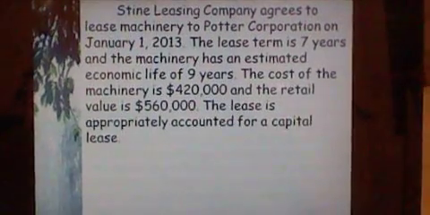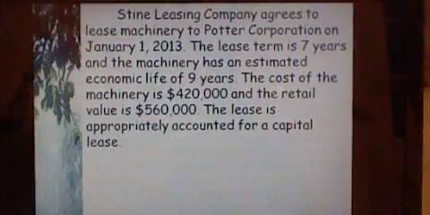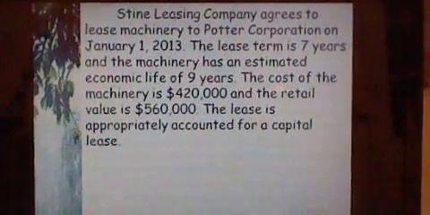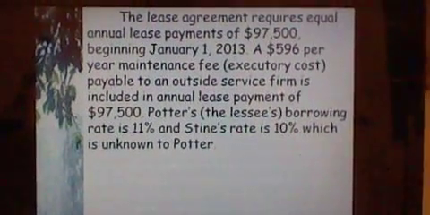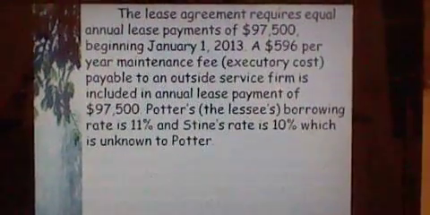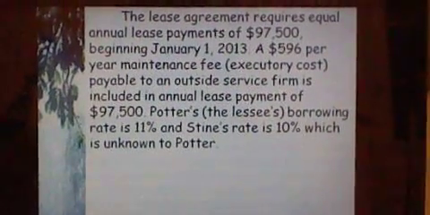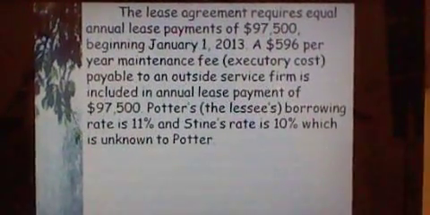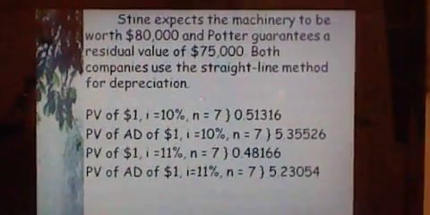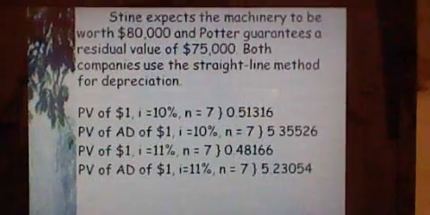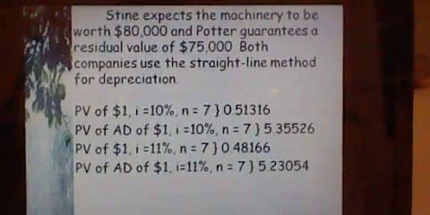Here's the first paragraph of the problem. I'll give you a couple of seconds to read it. Here's the second paragraph of the problem. Again, I'll give you a few seconds to read this part. And here's the final paragraph of the problem. We're also given the PV factors for both the lessor and the lessee, which we will be using a little bit later in the required parts.